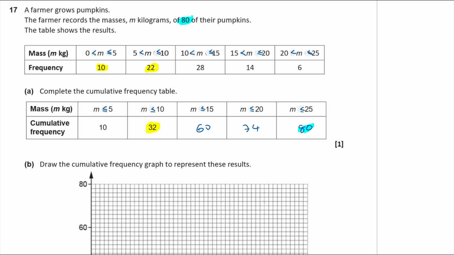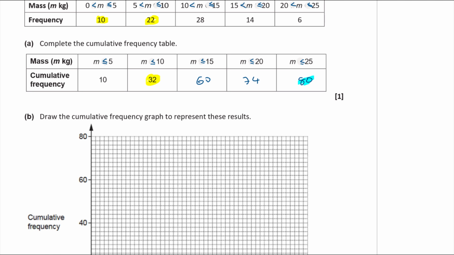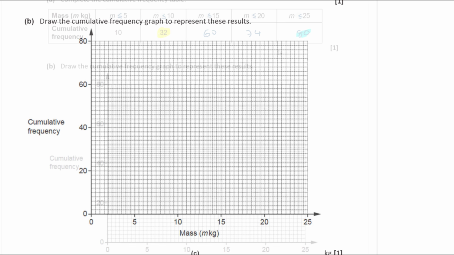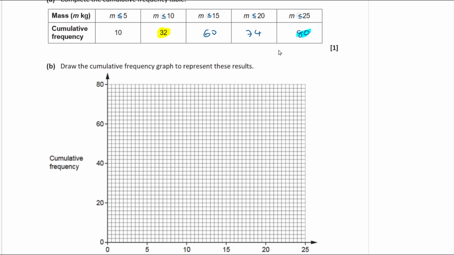So that's a good little check as you're going through. Okay, so they're my values that I need to draw. And then next we need to draw the cumulative frequency graph to represent these results. Okay, so we've always got a bonus point to plot at 0 and then the lower bound of the first group, which was 0. So I've got a point there at 0, 0. But after that, it is the upper bound versus the cumulative frequency. So 5 goes with 10. They've already given us the upper bound for this one, so don't have to think about it too much, just have to plot the points. So 5 goes to 10, 1, 2, 3, 4, 5 goes there.